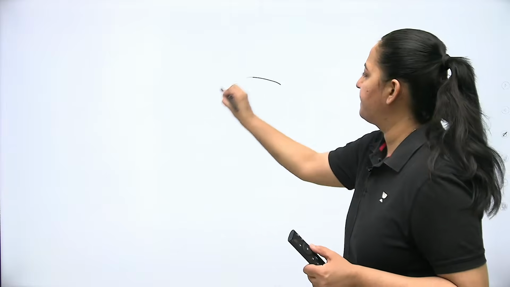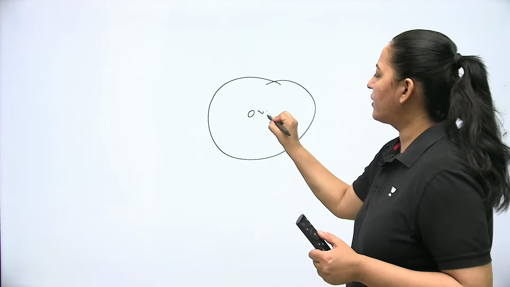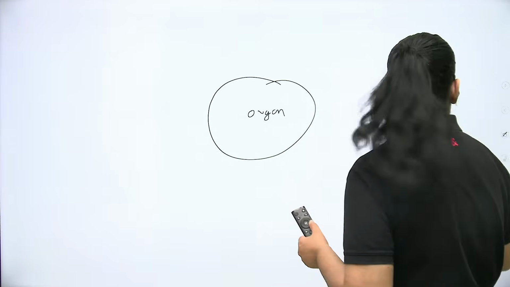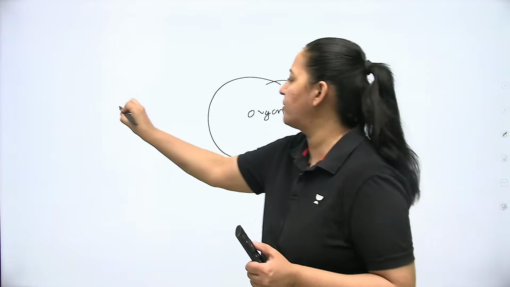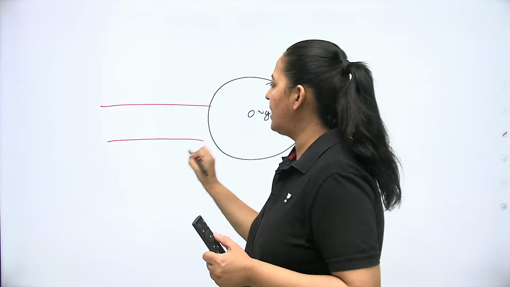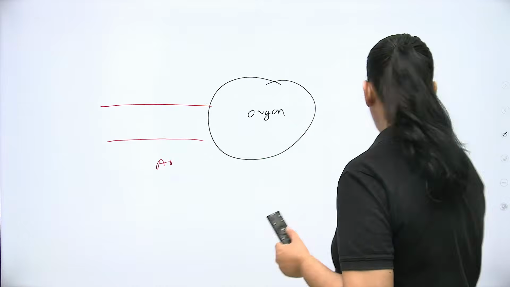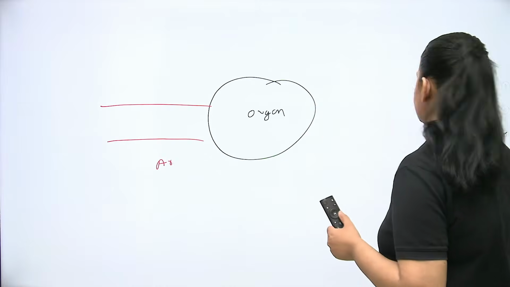Let me draw an organ. This is the organ. It can be any organ of the human body. They receive blood from the artery, the pure blood. This is the artery, and the vein takes the blood away.